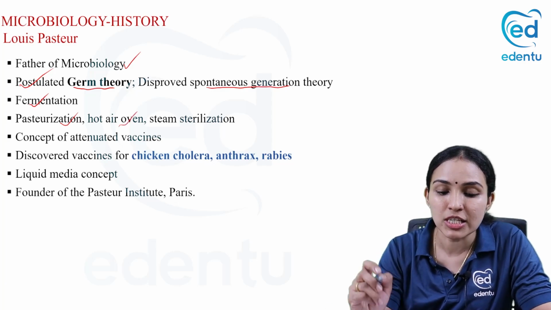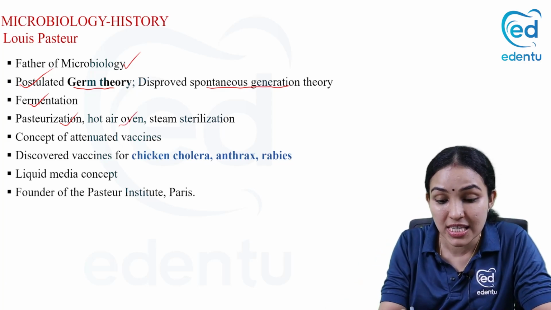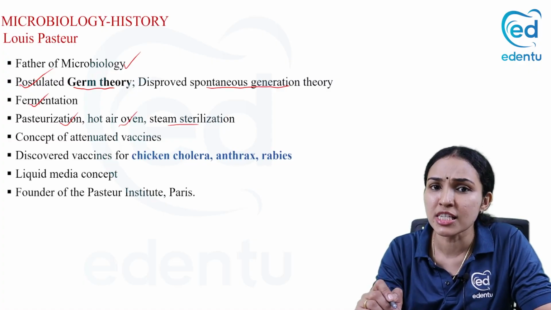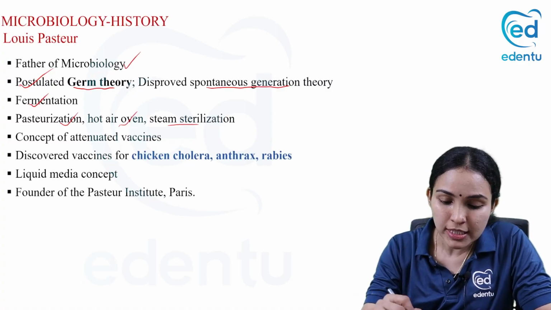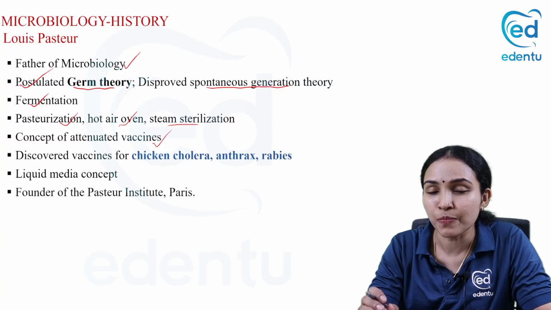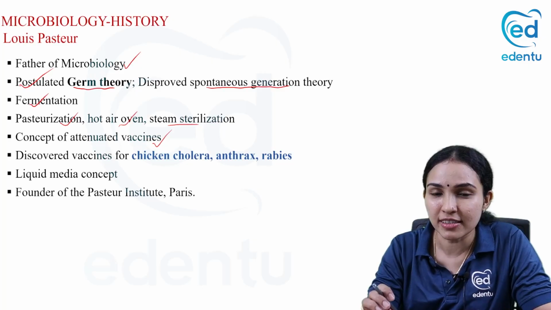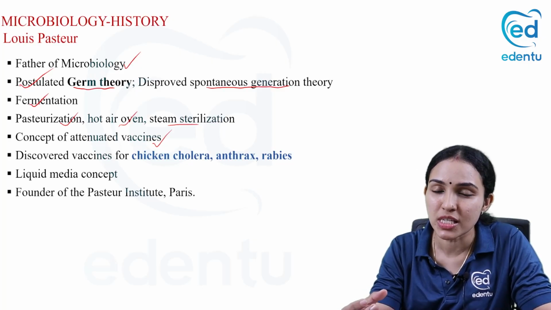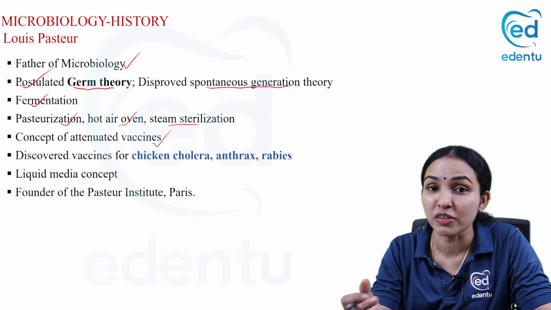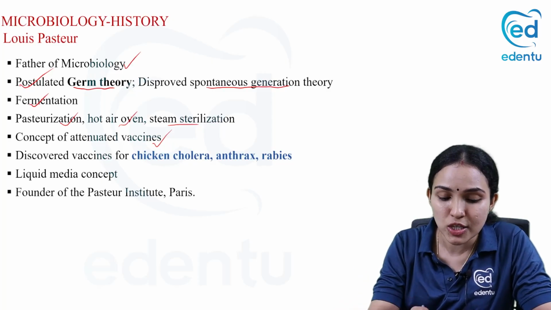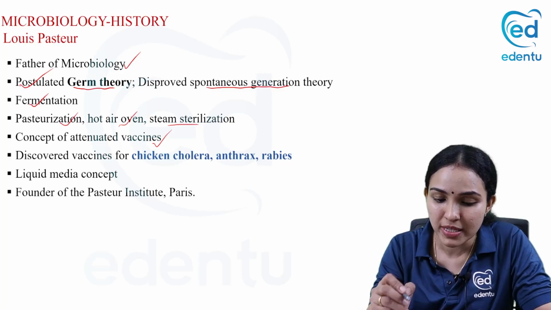Then other sterilization methods like the hot air oven and steam sterilization, that is your autoclave, all these concepts were proposed by Pasteur. Then the idea of attenuated vaccines. Attenuated vaccine means when live microbes are weakened, they lose the ability to cause disease, but they can be used to prevent disease. When you inject them, the people become immune to the disease. That idea was also introduced by Pasteur.